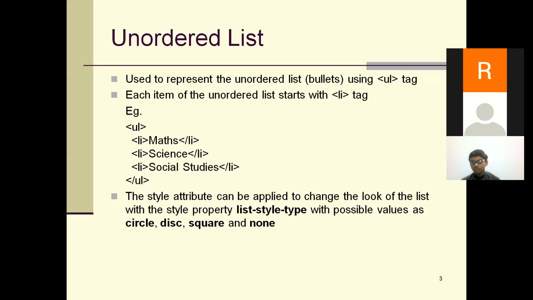An unordered list is represented with this tag: less than symbol, U for unordered, L for list, and greater than symbol. This is the container tag for the unordered list. Then each item in the list, each bullet point, you specify using LI, which is nothing but list item. Each item of the unordered list starts with the LI tag, as you see in the bottom section.